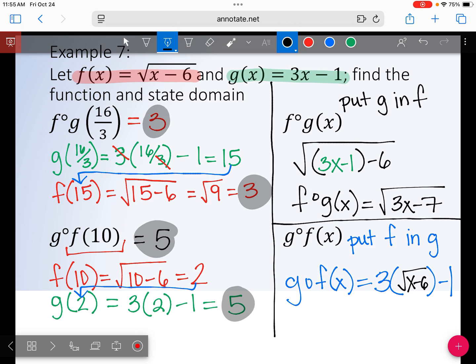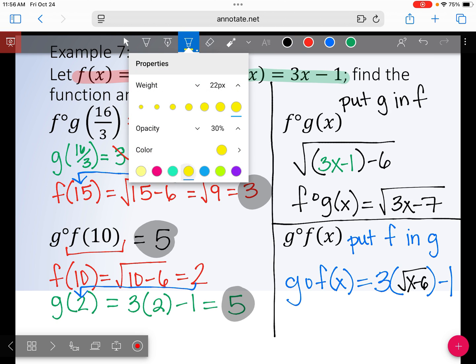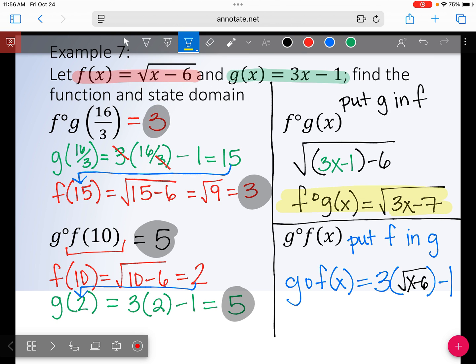So can I distribute 3 into the square root? What y'all think? Who says yes? Who says no? Right. And I can't subtract that. So this is actually my answer. I'm done. Like I'm hitting a wall. There isn't anything else I can do mathematically to that function. So you can leave it just like that.